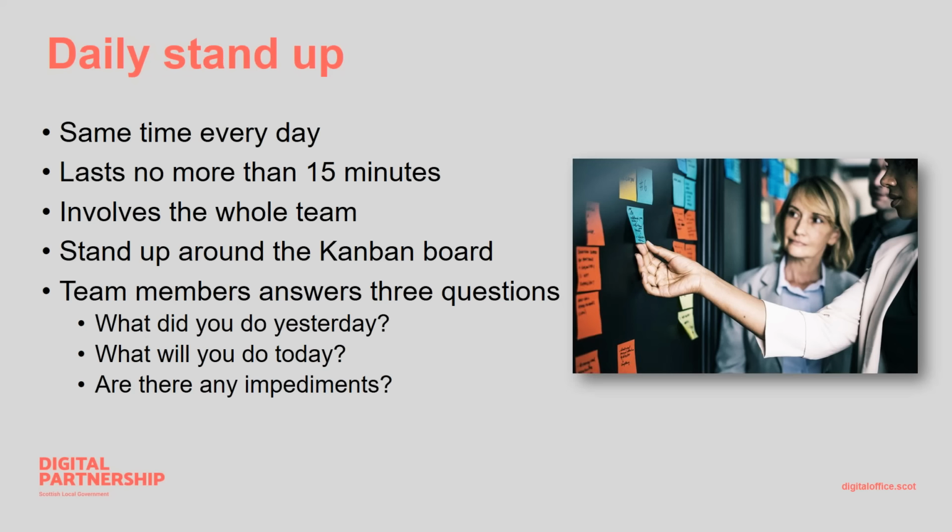You involve the whole team, and you stand up around the Kanban board, and then each team member answers 3 simple questions. What did I do yesterday? What am I planning to do today? And are there any impediments? It's then the Scrum Master's responsibility to help remove any impediments, and that might be through coaching team members or, again, the team self-managing and helping each other to overcome them. But the Scrum Master just needs to make sure that that happens.